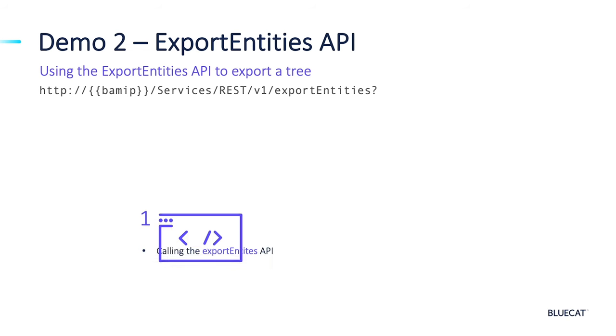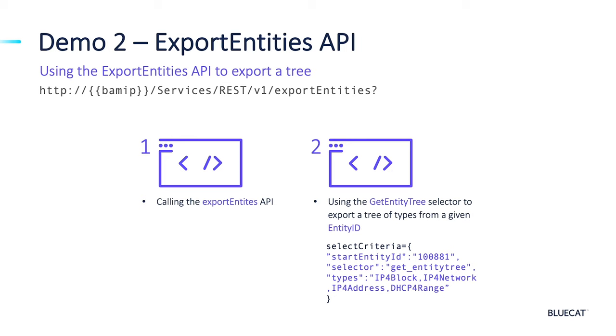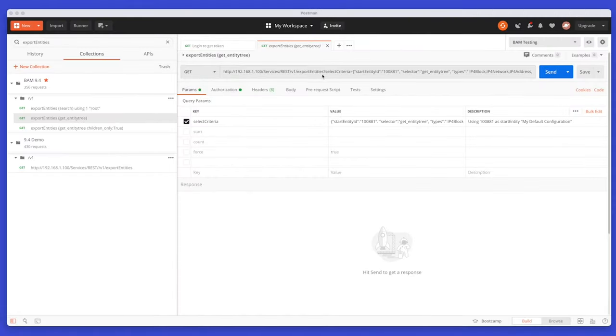In demo 2, we're going to make a call to the Export Entities API again, but instead of using the search method, we're going to ask the API to return all IPv4 blocks, networks, and ranges using the getEntityTreeSelector method. This call will recurse using my default configuration as a starting point and return any entities which match. The API call itself is to the exact same endpoint in demo 2 as it was in demo 1.